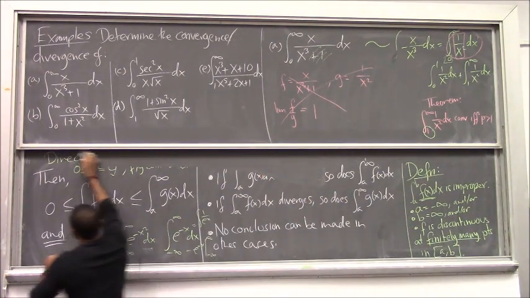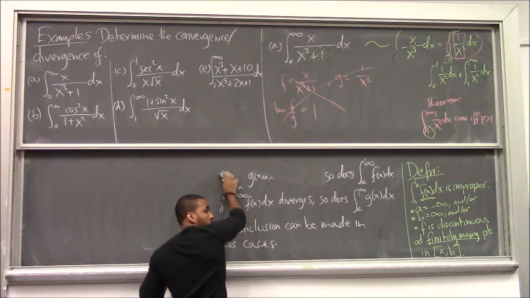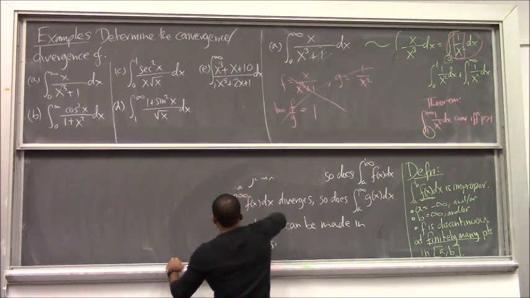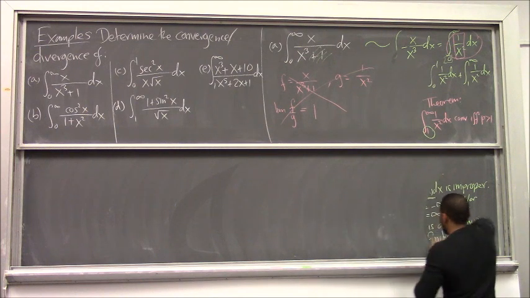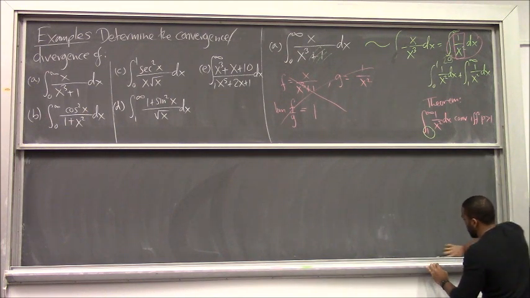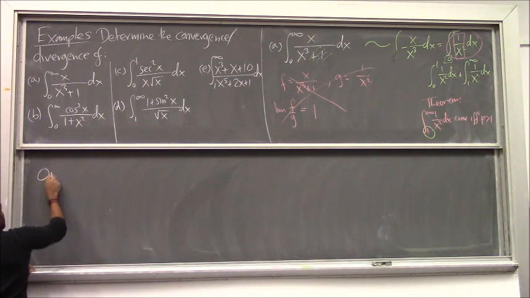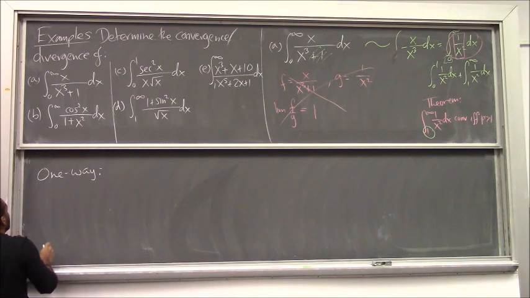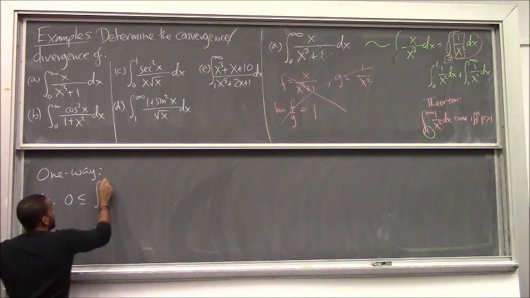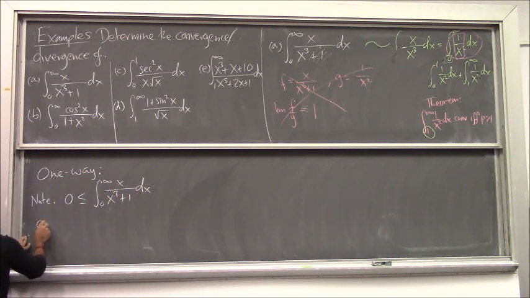So do we know about the integral from 0 to infinity of 1 over x squared plus 1? I believe we did that one last time, actually. The integral was arctangent, and it went to pi over 2. So we actually know that converges. So here's one way to actually get to it. First of all, note that 0 is less than or equal to this integral, and what I want to do is compare to that guy.